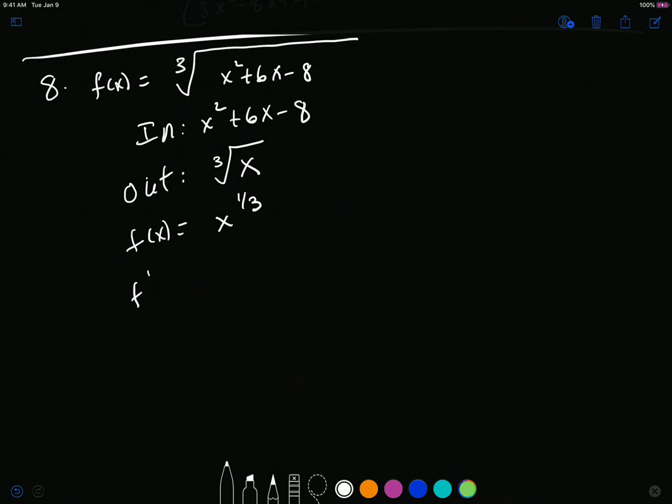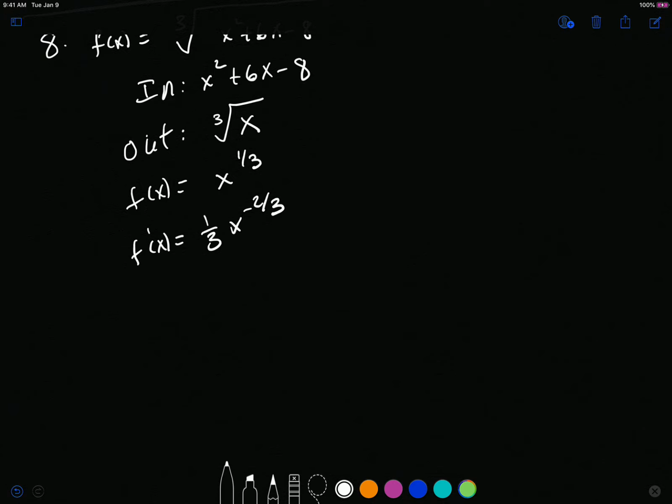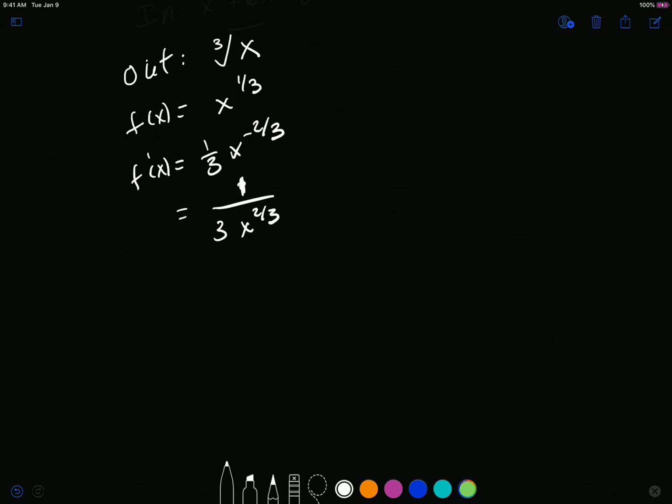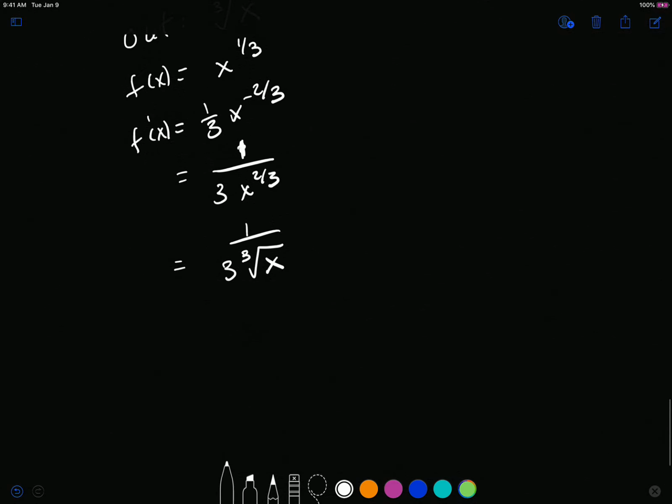The derivative of this is 1/3 x to the negative 2/3. The negative means it goes to the denominator, so that's 1 over 3 times x to the 2/3. And so that's going to be 1 over 3 times the cube root of x squared. All of that to find the derivative of the outside function. Now that I have the derivative of the outside function, I can go ahead and plug in the inside function and then multiply.